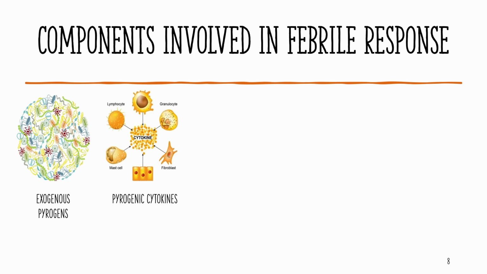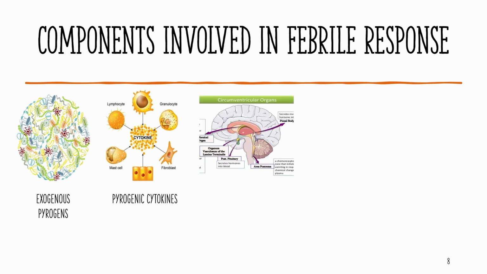So these levels are going to be increased everywhere in the body, and since the circumventricular organs in the brain lack the blood-brain barrier, they are going to easily cross and reach the brain. One of these organs is the organum vasculosum of lamina terminalis. This part is very close to the hypothalamus.